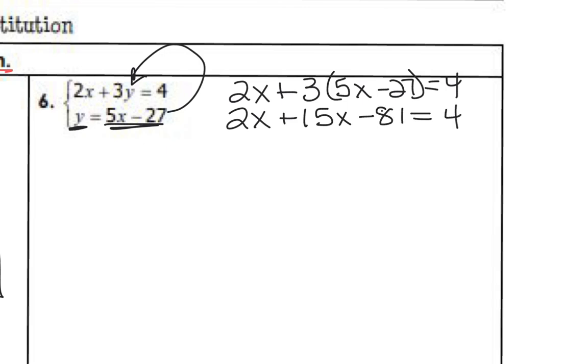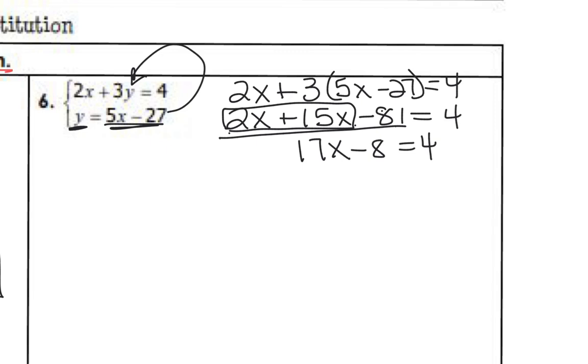Okay, so we're all on the same side here. So we're just going to combine our like terms. So I got 2 x's plus 15 more of them would be 17 x's. So now I just have a simple two-step equation. So I'm going to solve that and isolate the variable x. So we're going to add 8 to both sides, get rid of it. 17x equals 12. And then we're going to divide.